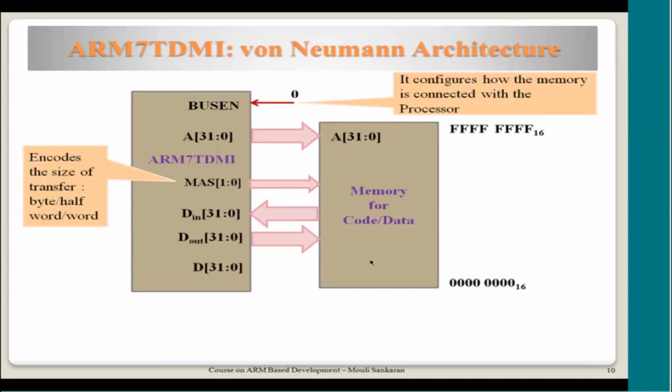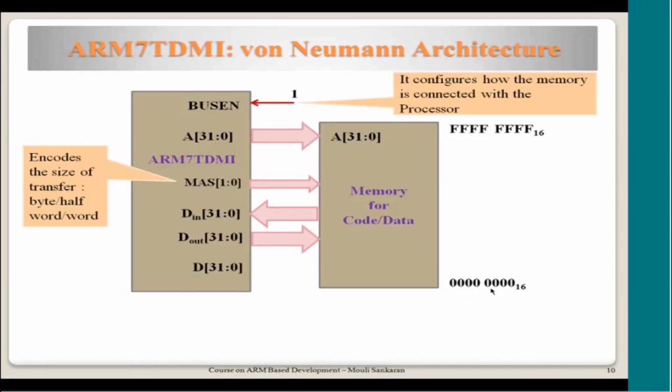Suppose if bus enable is 1, these are the pins which are activated, and there is a separate data in and data out bus. So having a separate data in and data out bus doesn't mean that it's a Harvard architecture. We need to have a separate memory and separate address and data bus, then we can call it a Harvard architecture. This is simply again the same von Neumann architecture, but the only thing is the data could be multiplexed or it could be separate for input and output.